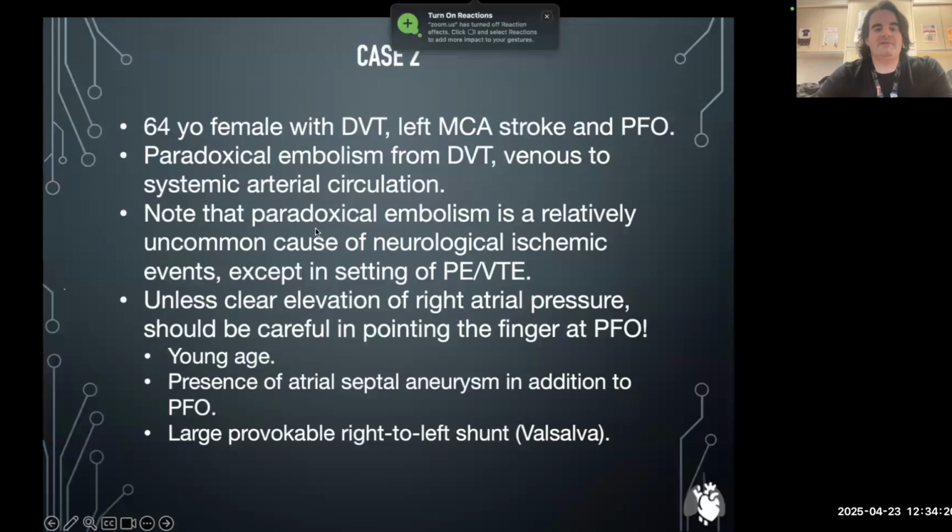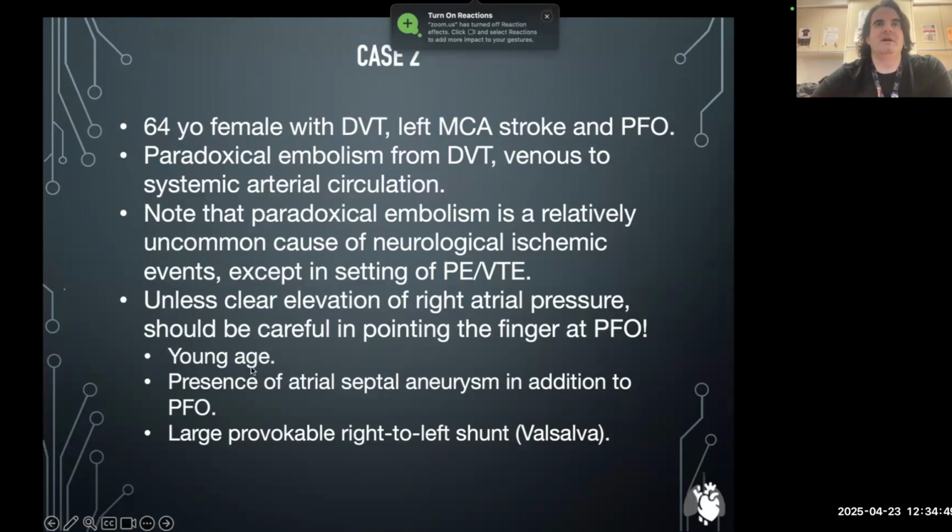So yeah, this is obviously a case of paradoxical embolism. It's relatively uncommon, except in the setting of PE and VTE. So unless they have a clear elevation of right-sided pressures, you've got to be careful pointing a finger at PFO, because of course, you could have a, what's the term, premature closure. You find a PFO in a patient, you think, well, it's probably paradoxical embolism, but if there's no clear evidence of an elevation in right-sided pressures, then you've got to be careful. Because of course, the prevalence of these things is actually relatively common.